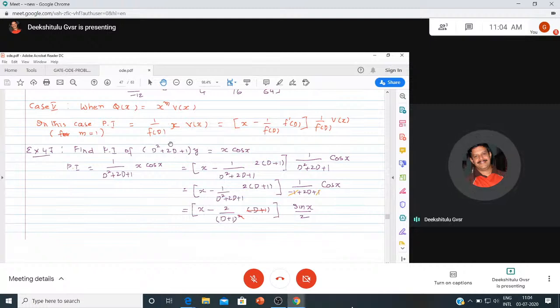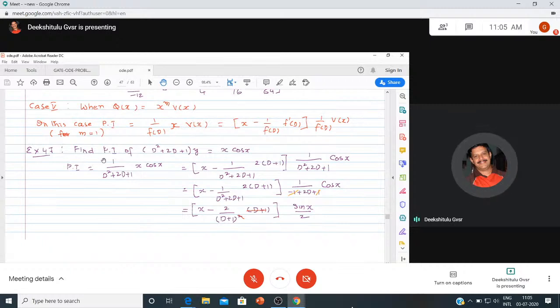So 1 by f of D operated on x of V(x) is, mind you, I am not using x power m here, I am using x only, because x power m becomes very difficult. Simply start with x first, then again x square you can do it. So that is x minus 1 by f of D, f dash D, 1 by f of D, V of x. See the order. In this way we apply this.